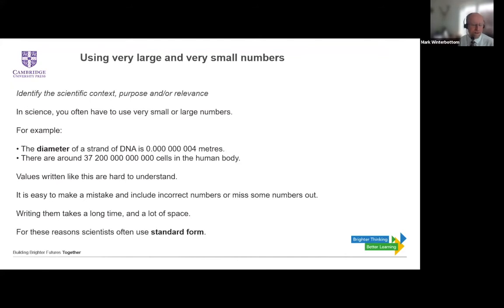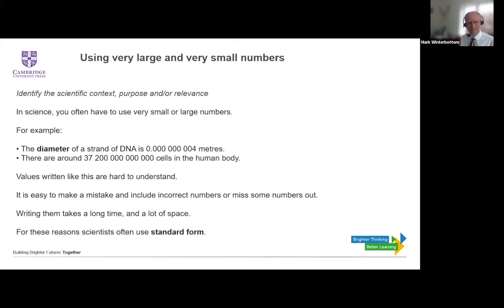So for example, in science, you've got to use very large and small numbers. The diameter of a strand of DNA is that. I'm not even going to try to pretend to read that number out. And there are around that many cells in a human body. Now, values written like this are hard to understand and say. I'm still almost tempted to try to read out a big number. I'm not going to in case I make a mistake.